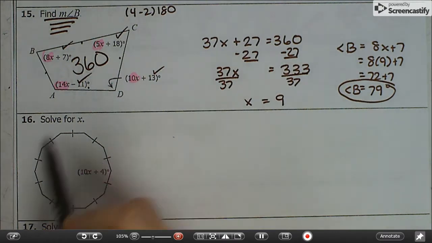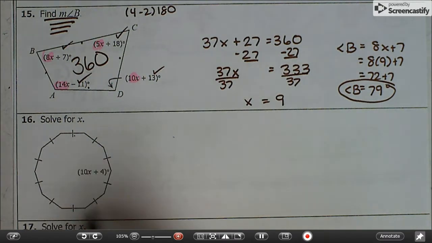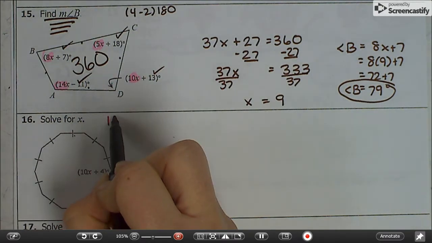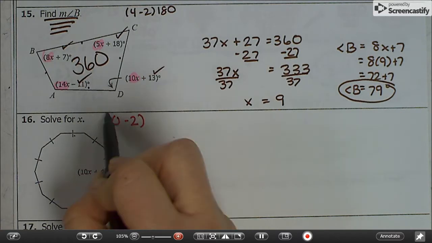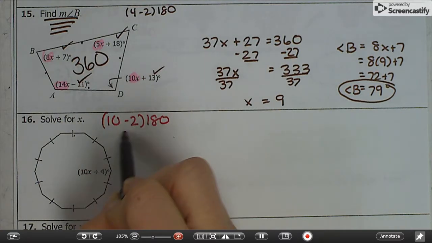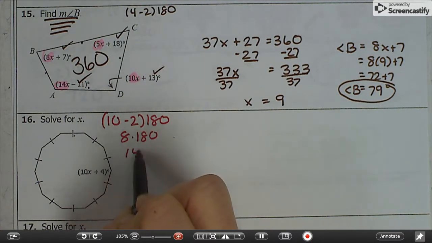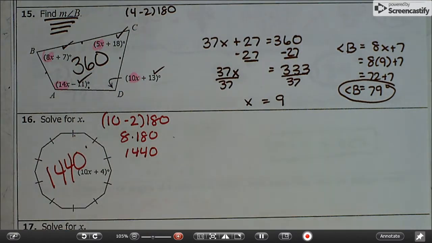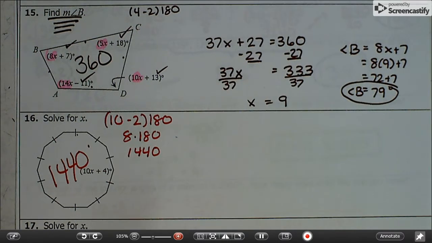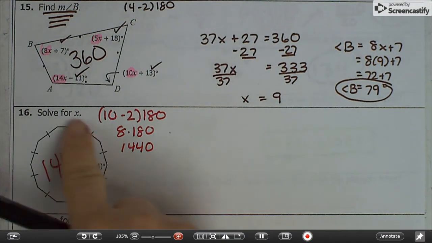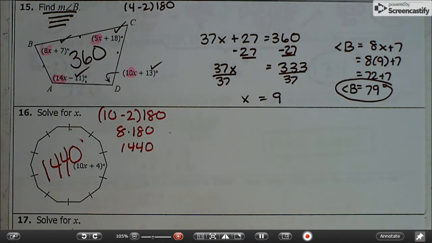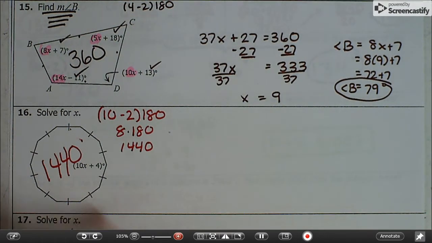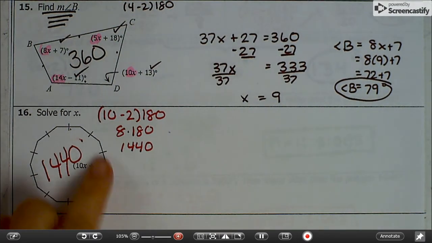So this has 10 sides if we counted them. It's a decagon. So we want to figure out the total number of degrees first. But they only give us one angle. However, all these little dashes, those mean that this is a regular polygon, which means that each angle in this polygon is congruent. There are 10 angles.